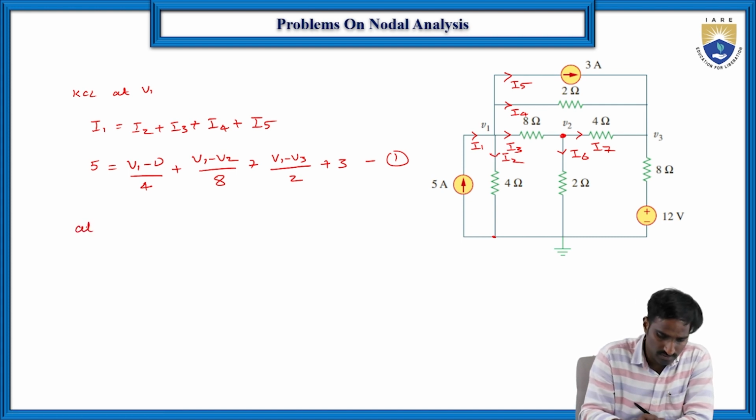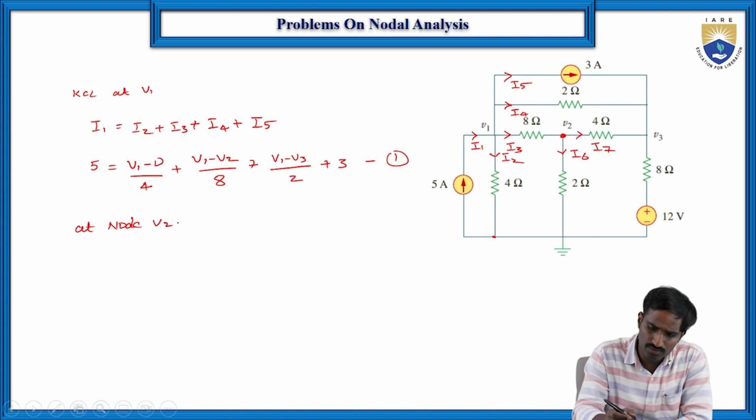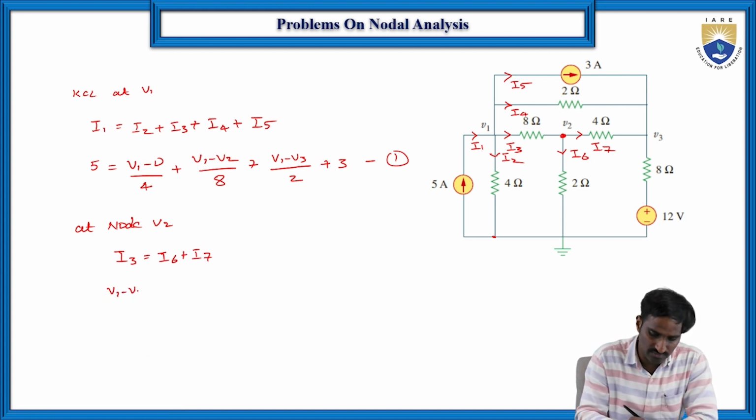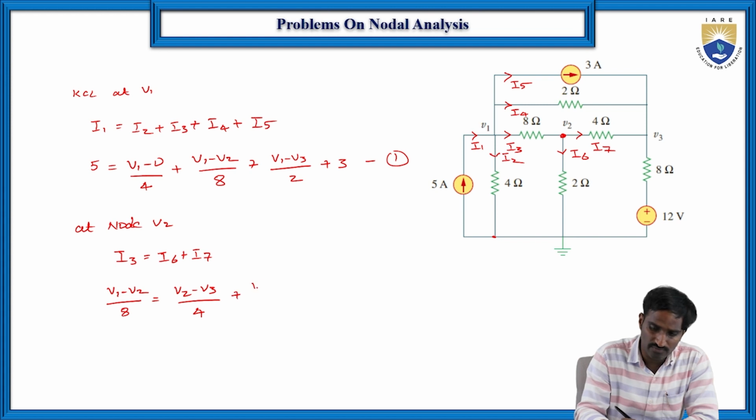So then at node V2, what is the entering current? I3, which is equal to I6 plus I7, right? So here I3 is (V1 minus V2) by 8, which is equal to (V2 minus V3) by 4 plus (V2 minus 0) by 2. Let us consider this is equation number 2.